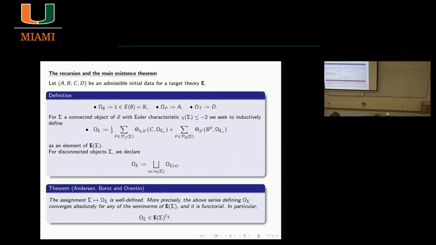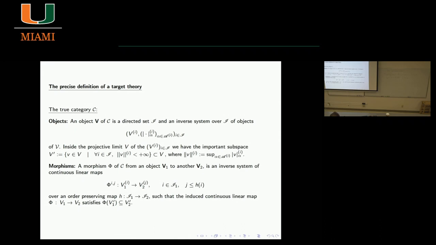Okay, so let me now tell you why this theorem is true, and what these decay properties are that have to be satisfied. Unfortunately, I have been lying so far about the true target theory, because the true target theory is more complicated than what I've been telling you. We can't prove the convergence if the target theory is only a single complete locally convex Hausdorff space. So here is the true category that you have to consider.